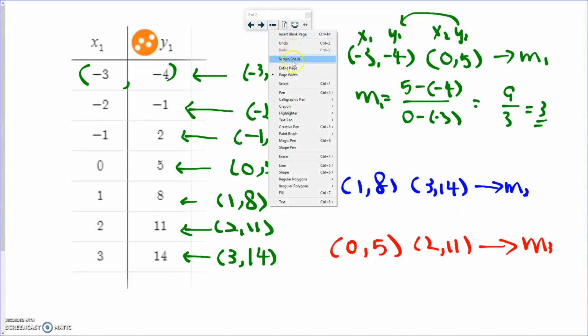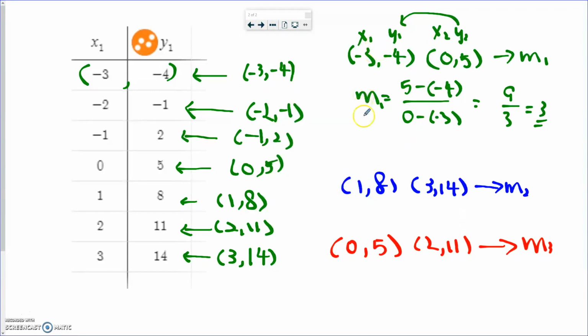So let's move on and check the other one. We are not going to do anything different from this one. We are still going to put x1, y1, x2, y2 over there. Ideally, you should be able to do it without writing this out. So m2 is equal to 14 minus 8 over 3 minus 1. 3 minus 1 is very easy, it's going to be 2. 14 minus 8 is going to be 6. 6 divided by 2 is going to be 3.